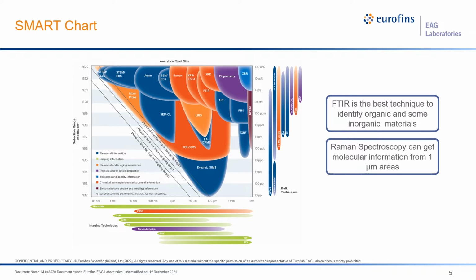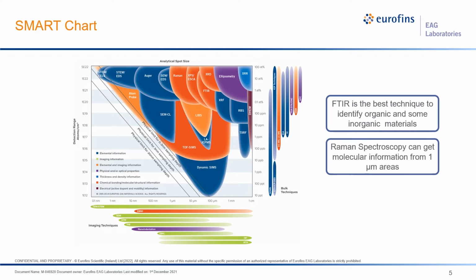And here we go from atomic percent down to parts per trillion. And here our spot size varies from angstroms down to microns. So here, the blue techniques are those that provide elemental information, whereas the red techniques provide molecular information. In addition, outside of this chart are imaging techniques that don't really have a detection limit, as well as some bulk techniques that don't have a spot size.